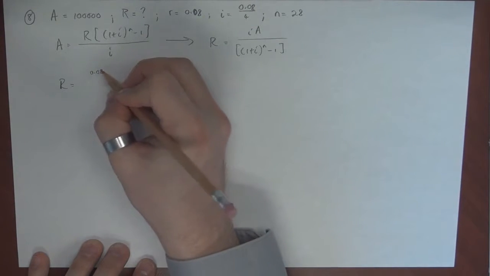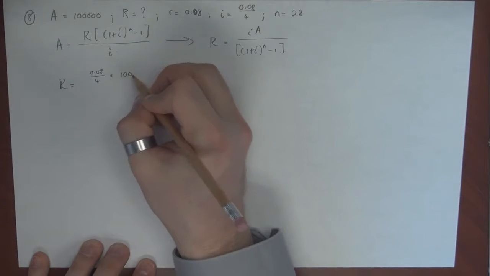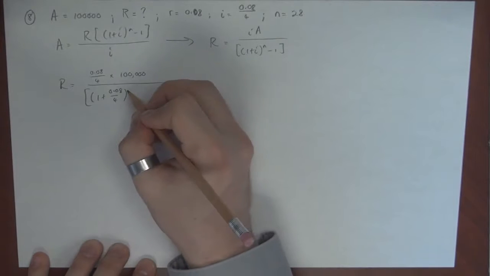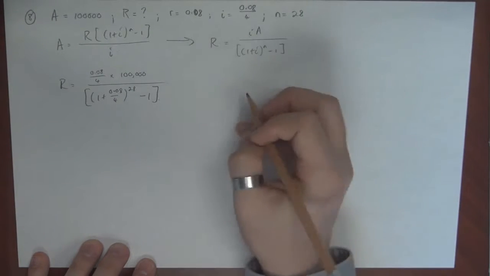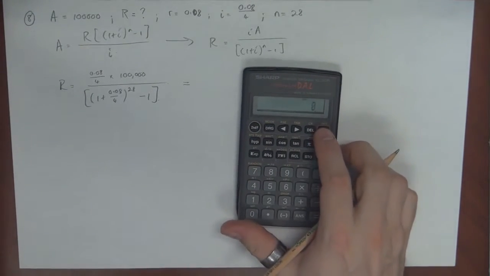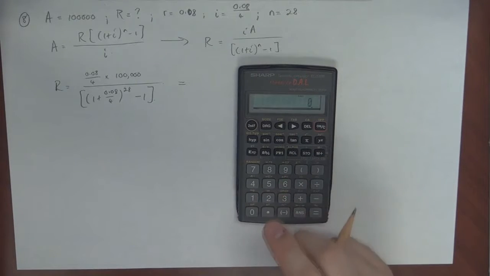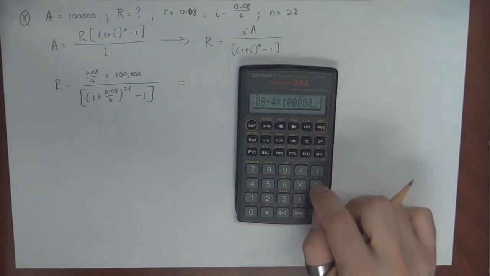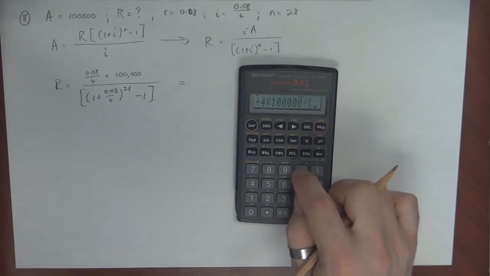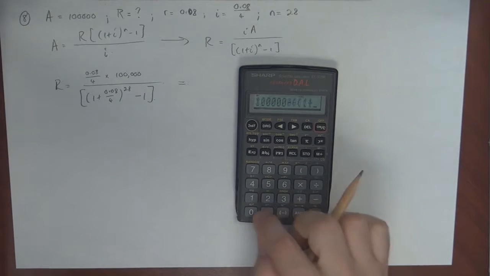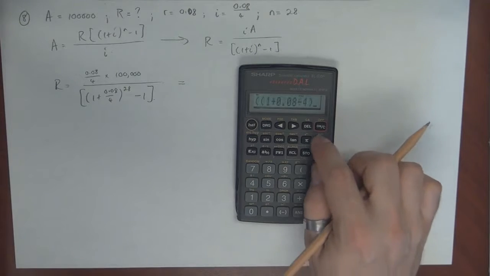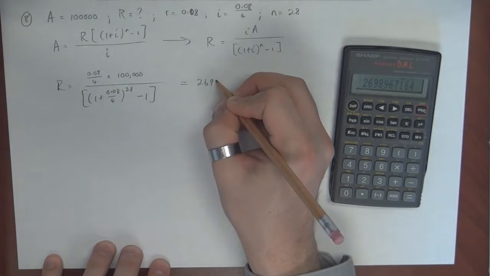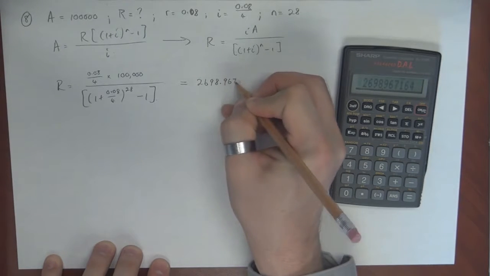I is 0.08 over 4 times my 100,000. Put that over 1 plus I to the 28 minus 1. Let's see what we get. You can do this in pieces, you can do it in one go, it doesn't matter as long as you're able to do it. 0.08 divided by 4 times 100,000 divided by, I will put that in brackets, and I'll have another bracket, 1 plus 0.08 divided by 4, close the one bracket to the power of 28, minus 1, close the other bracket, enter, 2698.967164.